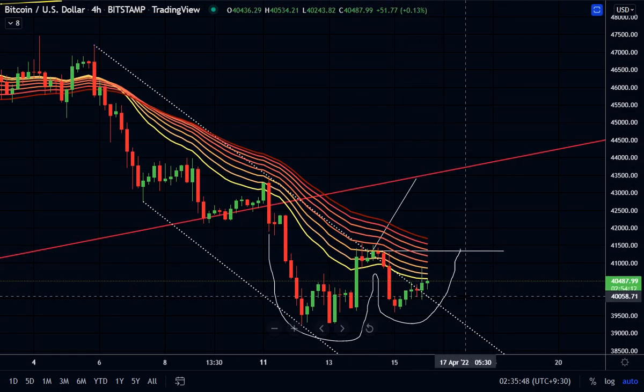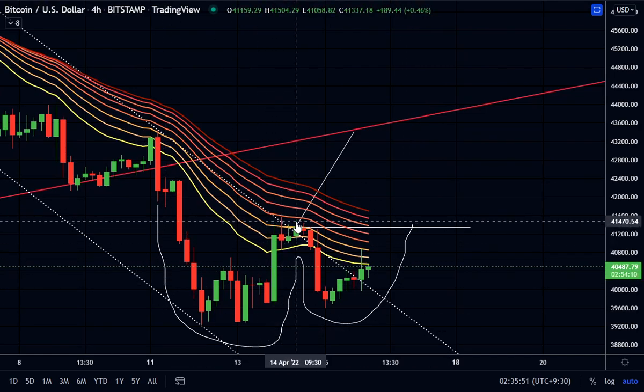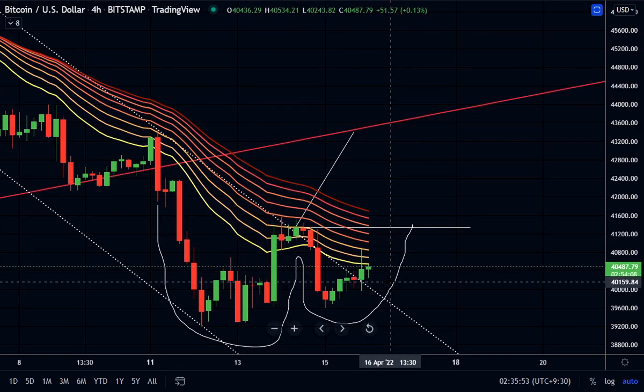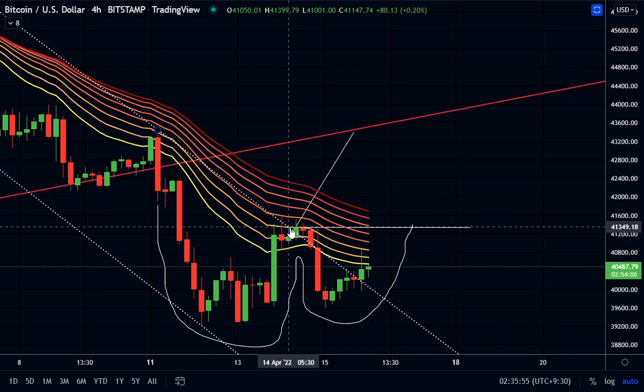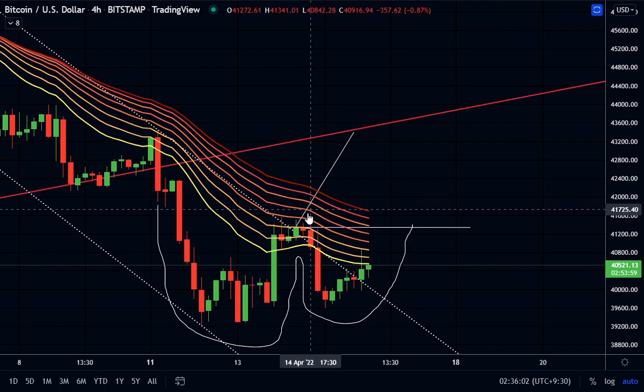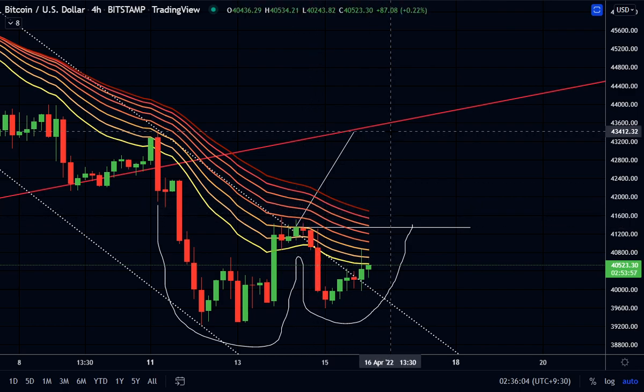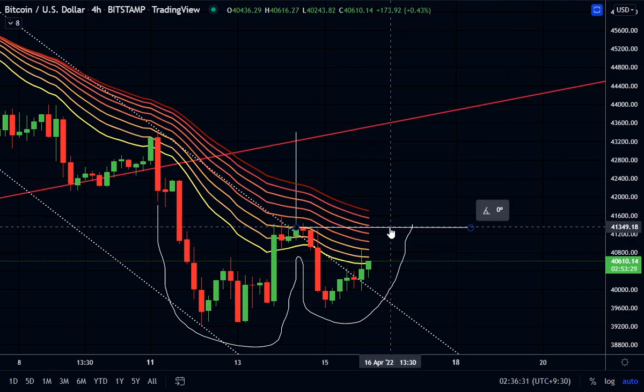Short-term time frame here, we'll be watching this W pattern on the 4-hour time frame. And again, for this to be confirmed, we need to close above 41,350. And this would have a measured move back up to 43,400. But we'll have to see how that plays out.